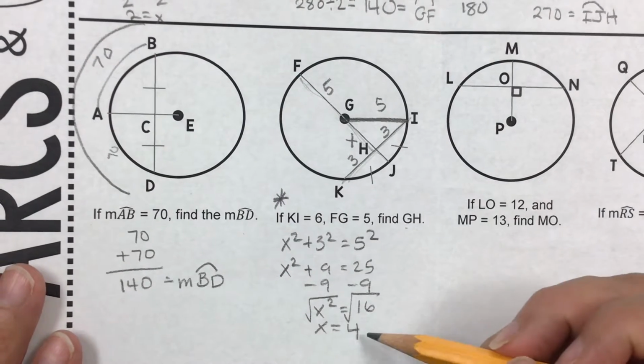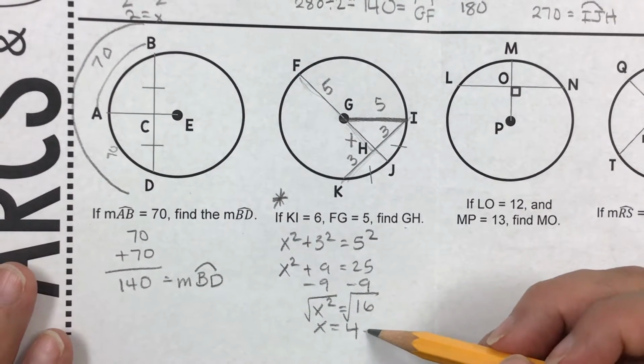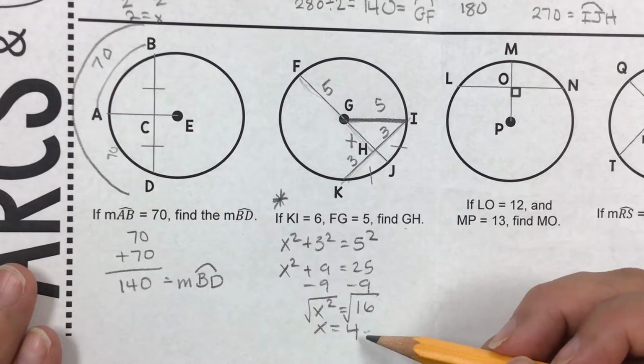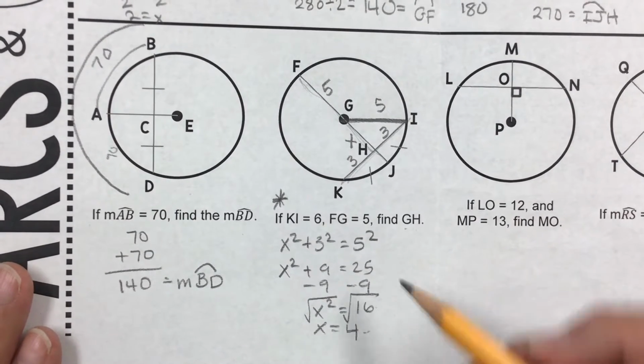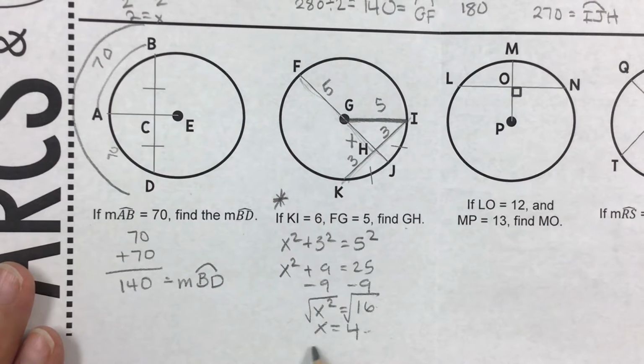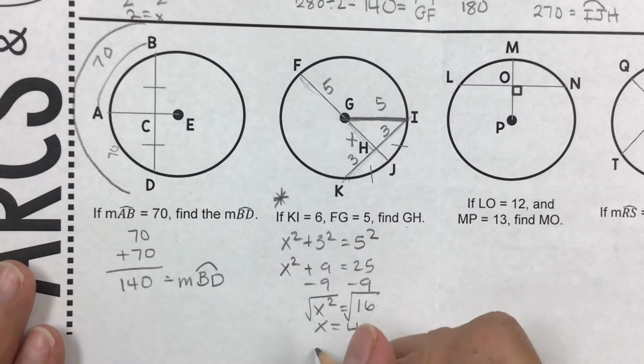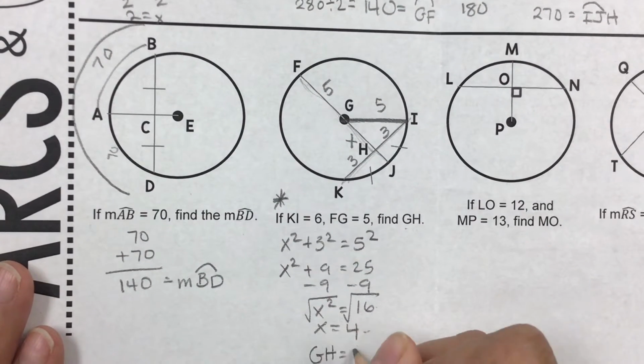I want to remind you that in Algebra 2, you're going to have to put plus and minus 4, because negative 4 times negative 4 still gives you 16. But in geometry, since we're talking about lengths, the positive one is the only one that matters. That means that GH equals 4.